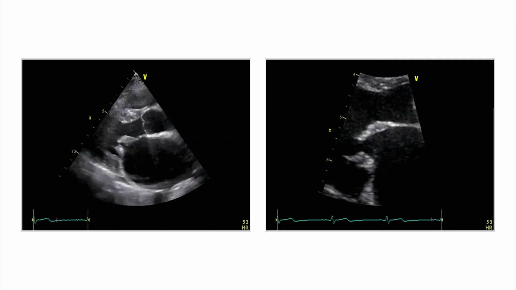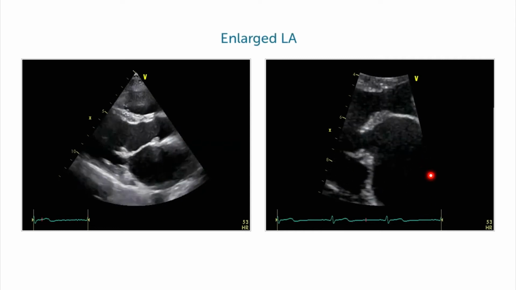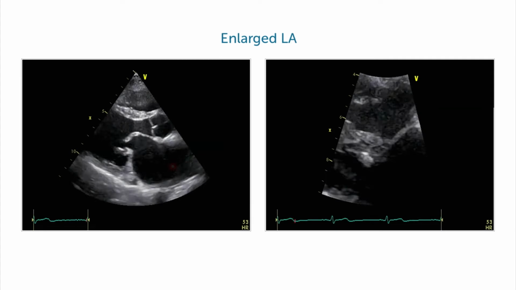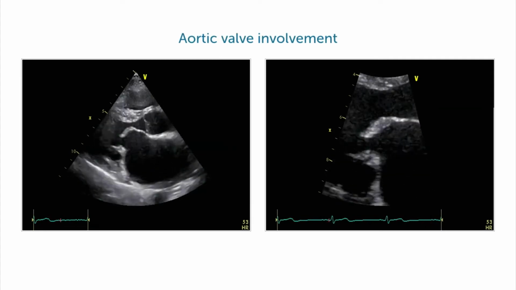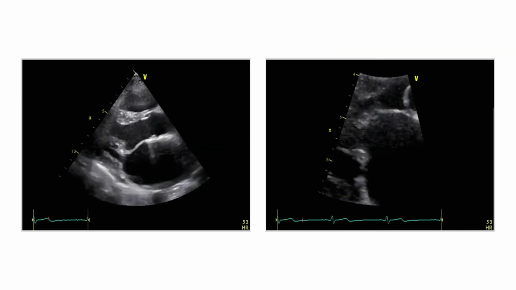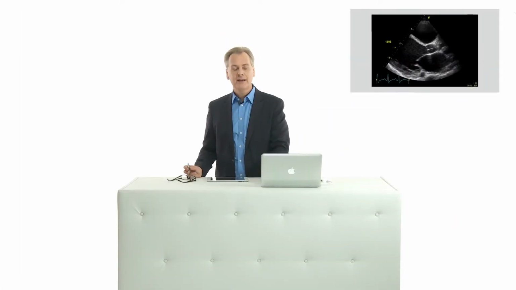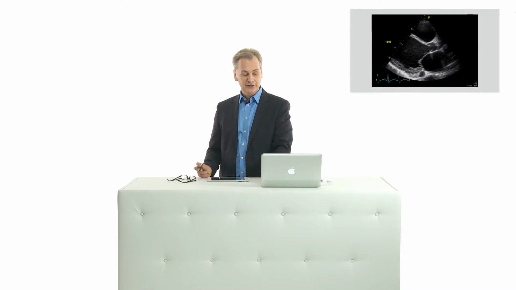In addition, look for an enlarged left atrium and also focus on the aortic valve because remember, the aortic valve can also be affected in rheumatic heart disease. And what about this patient? Does she have mitral stenosis?